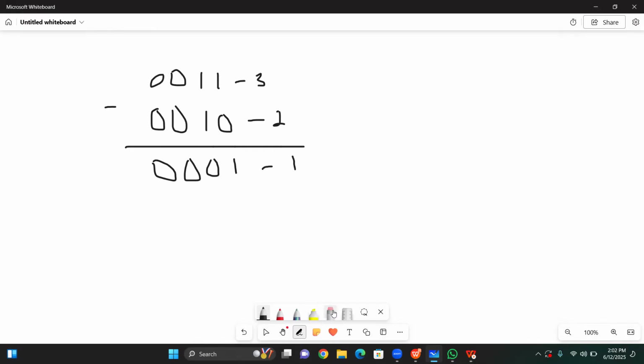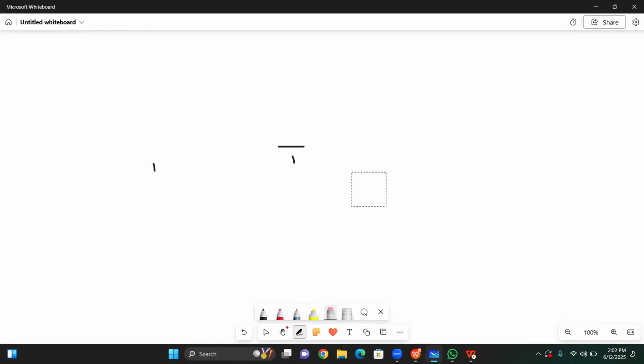So let's do something different. Let's do 5 minus 2. So 5 is 0 1 0 1. Now this is the binary representation of 5. And 2 is 0 0 1 1. No, this is 3. Sorry, this is 3. But okay, here we are doing 5 minus 3.